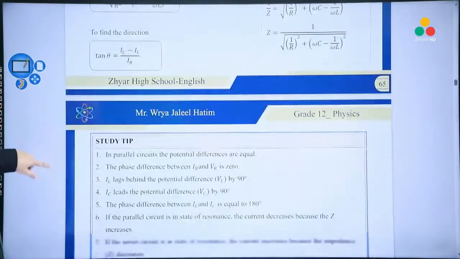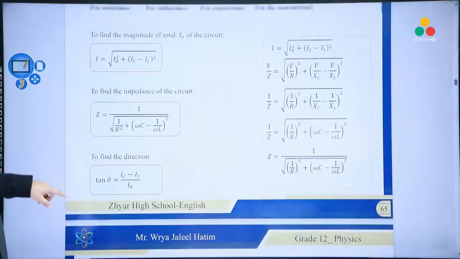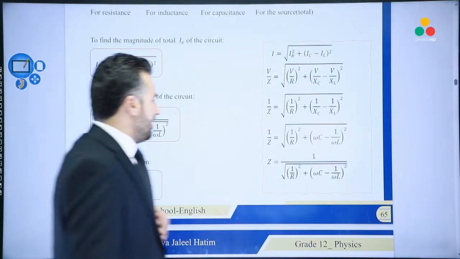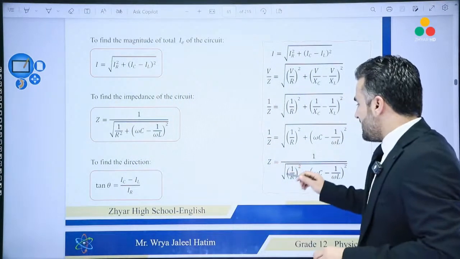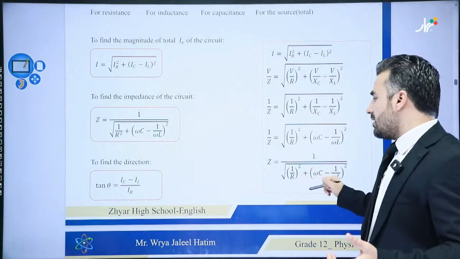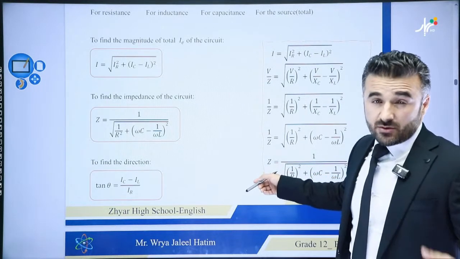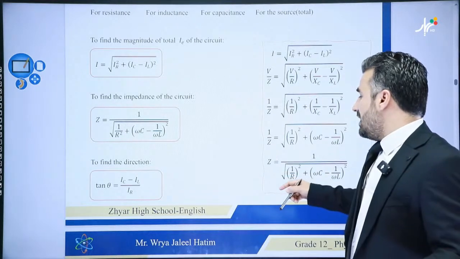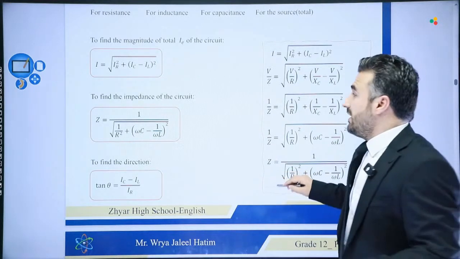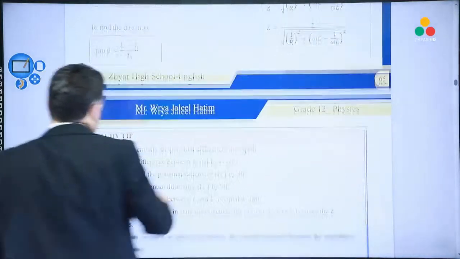So what happens exactly if the circuit is in a state of resonance here? Then you can see here, 1 over Z is equal to 1 over R. In another word, you can say the resistance will be maximum. If that is the case, then of course the current will be minimum in the circuit here.